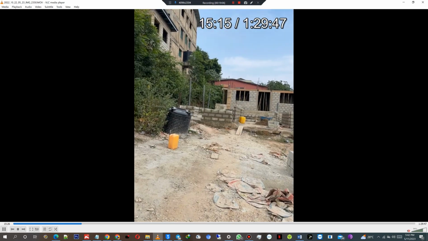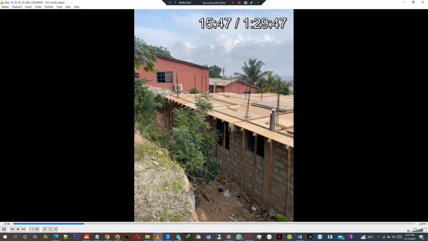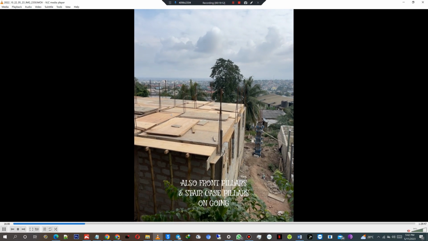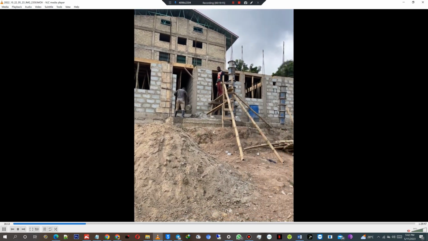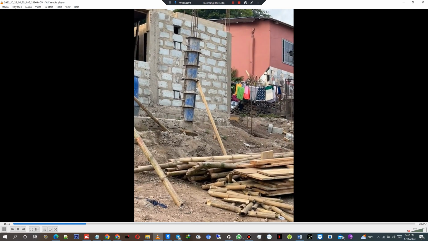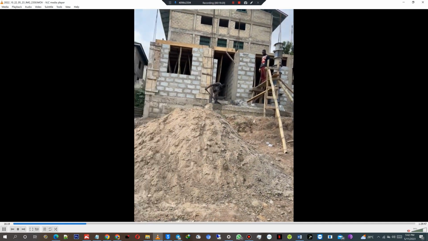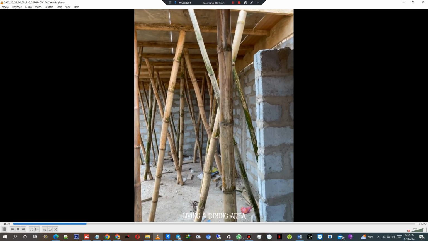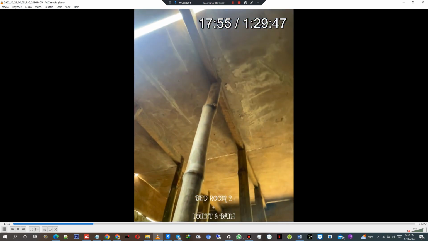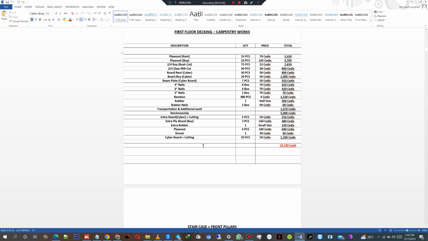Yes, from day one, I think they used a week in completing the carpentry works. Okay, before that we decided to start laying our front pillars. So this was how everything went through on the carpentry side. I didn't mention that the carpentry workmanship was 5,000 Ghana cedis. They took 5,000 Ghana cedis for this wonderful project.